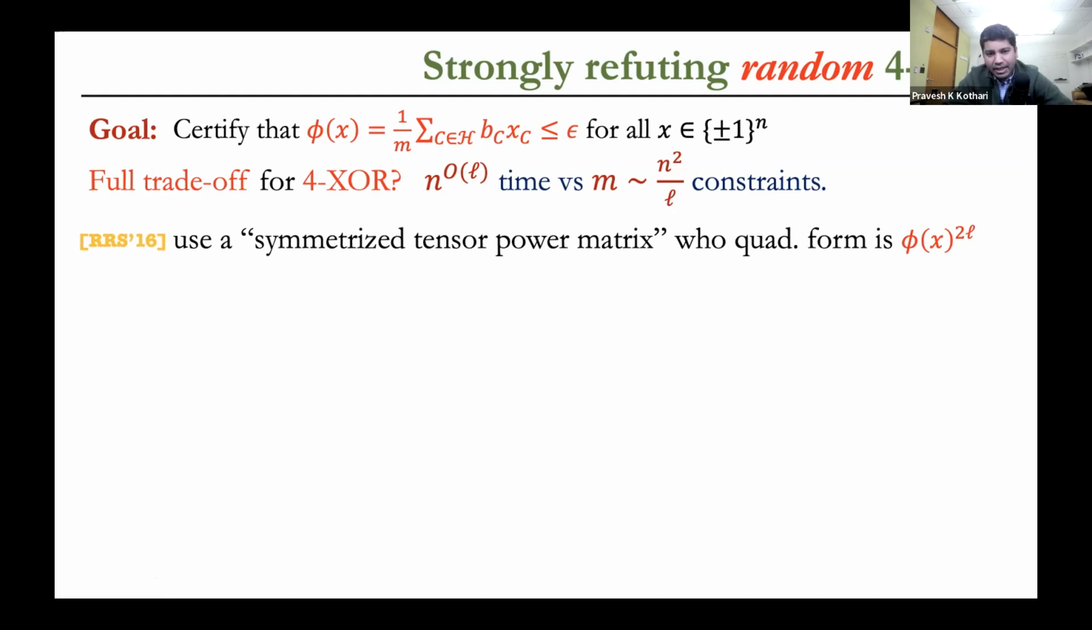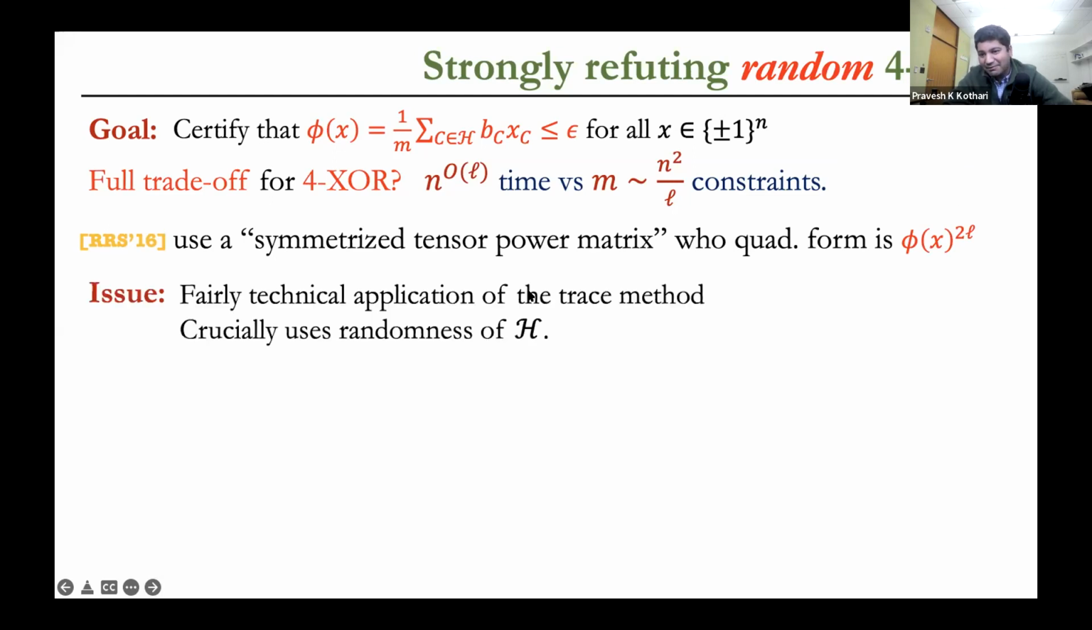Good. So this was first done by RRS, the paper I just told you about. They use a matrix which, for the sake of having a name, let's call the symmetrized tensor power matrix, which has some motivations, but let's not go into it. Our issue is the same with it though: it's even more technical in its application of the trace moment method than the previous example I showed you. So it makes it even harder to disentangle where the randomness of the graph is being used, coupled with the randomness of the right-hand sides. So we are again in trouble, and actually a somewhat bigger one compared to the previous slides.